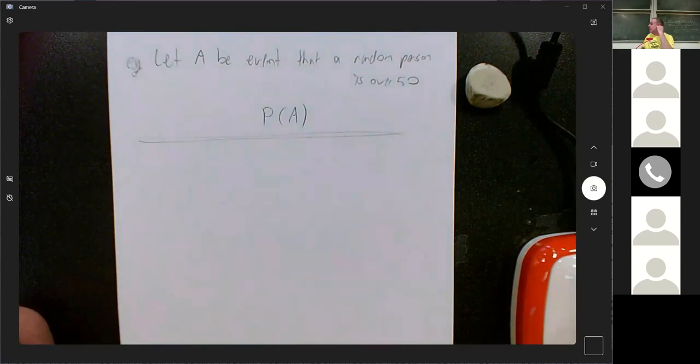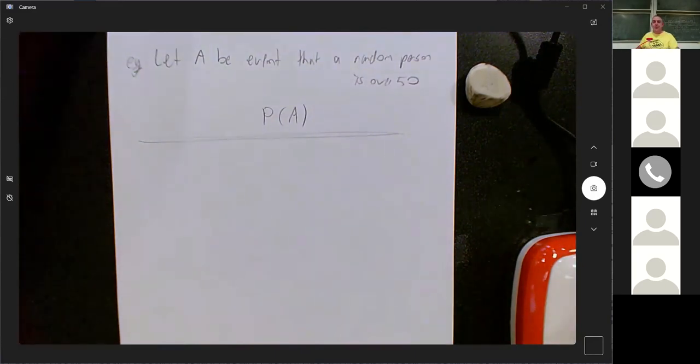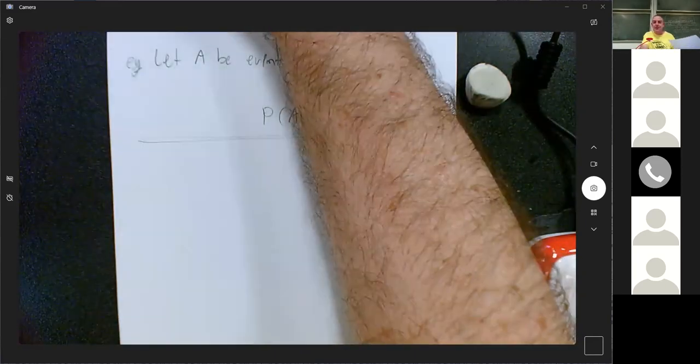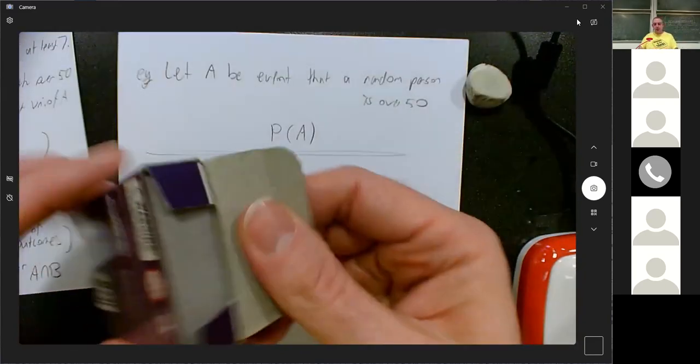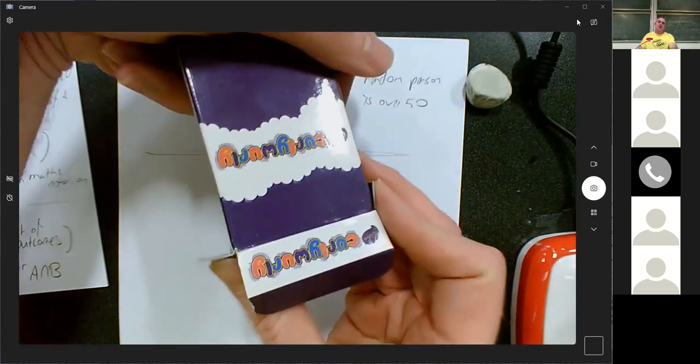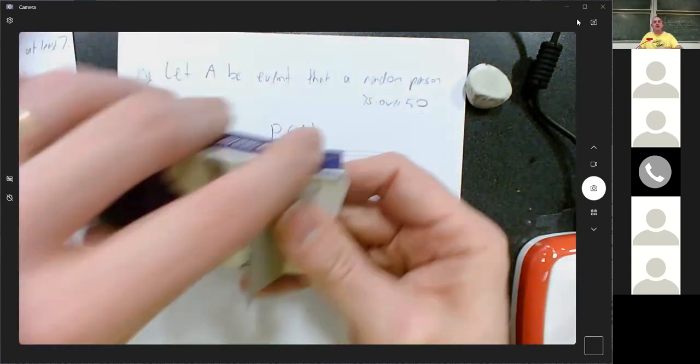I wish I had a deck of cards. I'm trying to decide if I'm going to go and get one. I will. One moment. All right, here's my deck of cards from the Adelaide show. Cadbury.